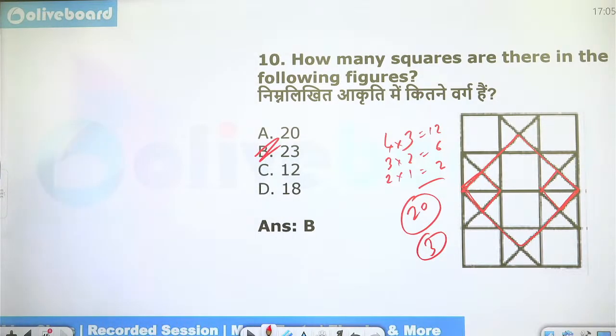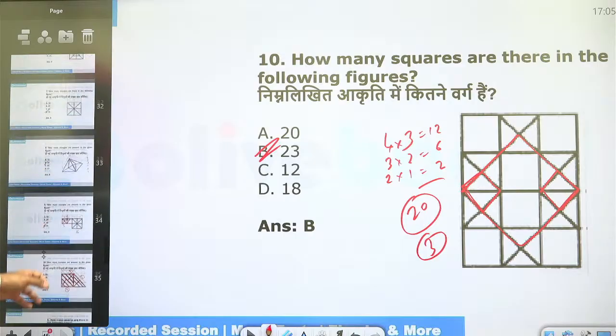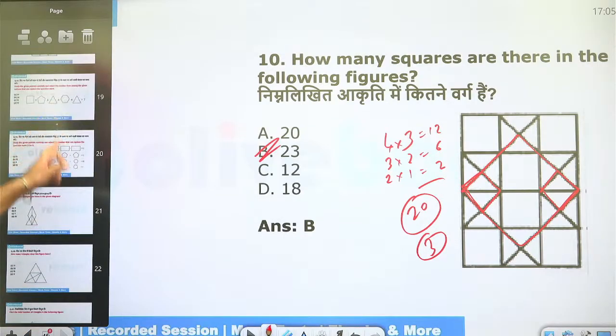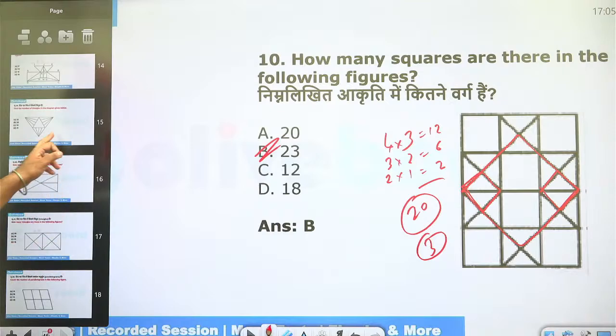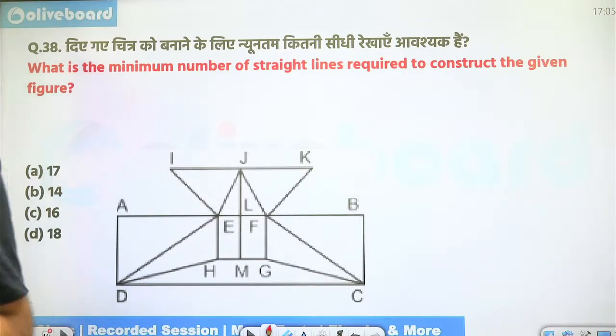Okay. Now, one straight line based question I want to give to you. 2 more questions, that's it. One straight line, one circle. So that every topic is touched. This is a straight line based question. Count how many minimum straight lines are there to make this figure.